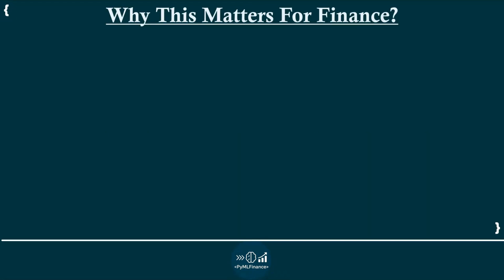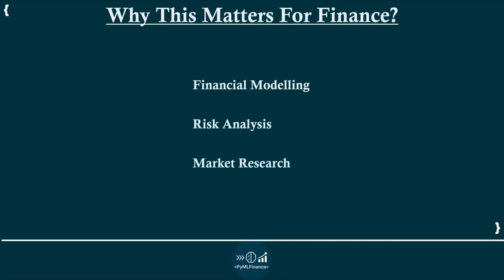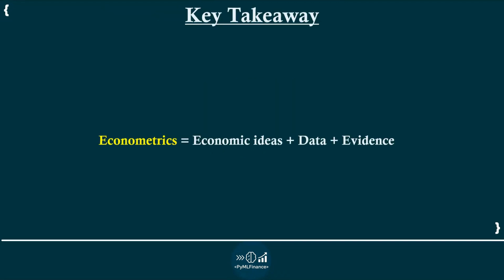In finance, econometrics is essential for building financial models. Analysts use it to study how risk factors affect returns. Researchers use it to analyze market behavior. And quantitative analysts use it to build models that describe financial data. So, the key idea is simple. Econometrics combines economic reasoning with real-world data. It allows us to test ideas, measure relationships, and analyze financial markets using evidence.